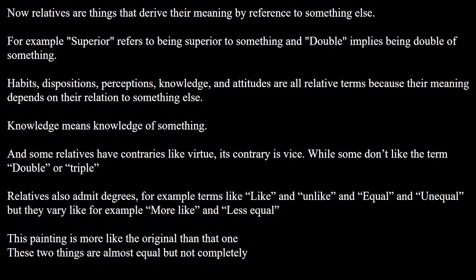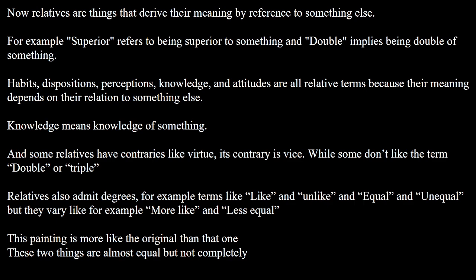For example, superior refers to being superior to something, and double implies being double of something. Habits, dispositions, perceptions, knowledge and attitudes are all relative terms because their meaning depends on their relation to something else. Knowledge means knowledge of something, right? And some relatives have contraries, like virtue. Its contrary is vice, while some don't, like the term double or triple.